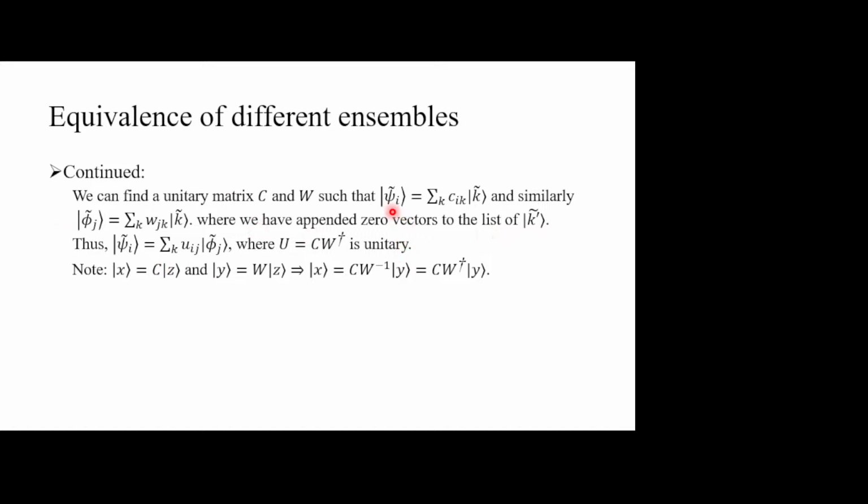Then we can wrap up this very long derivation with the intuition we had before. So we have psi tilde equal to summation over k of c_ik k tilde, and we just say well, psi tilde and phi tilde basically have the same relationship to k tilde. So we can find another matrix W such that phi_j tilde is equal to summation over k of w_jk k tilde. And as we said, we append zero vectors to the list of k tilde, that corresponds to all those eigenvectors with eigenvalue 0.